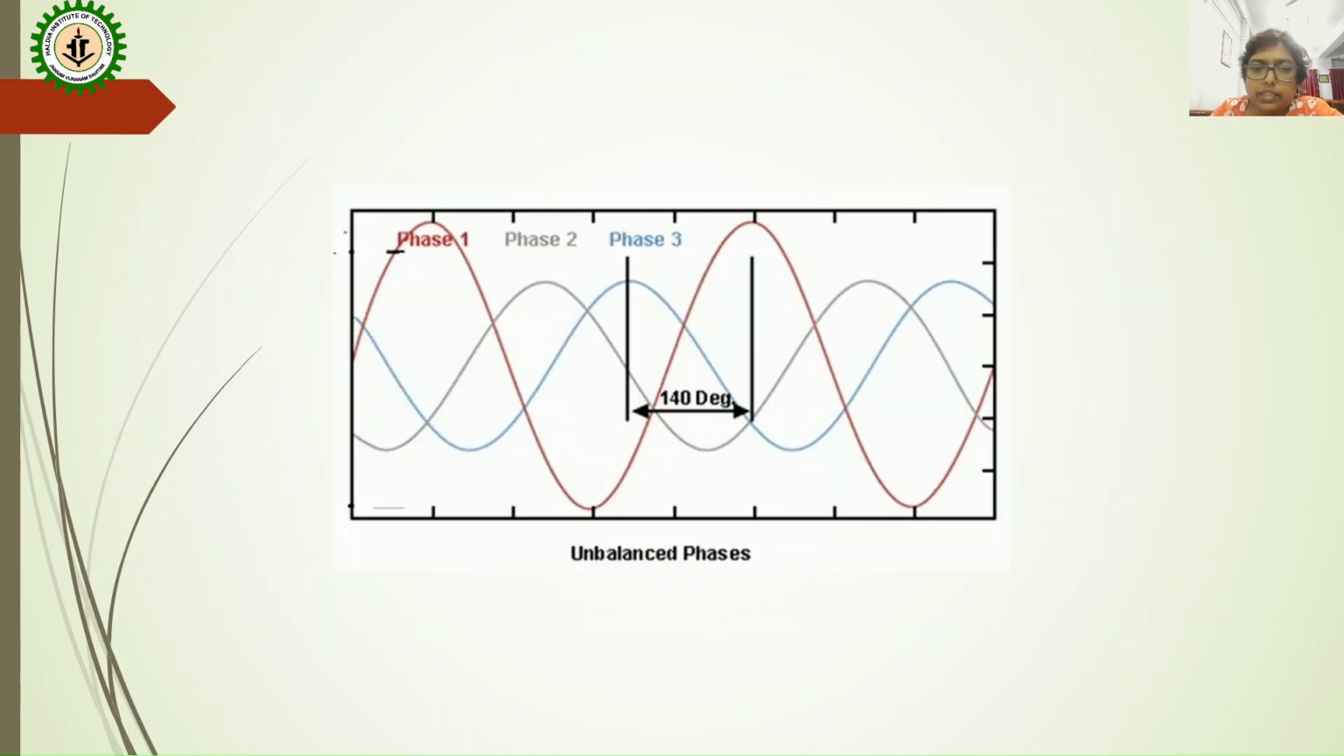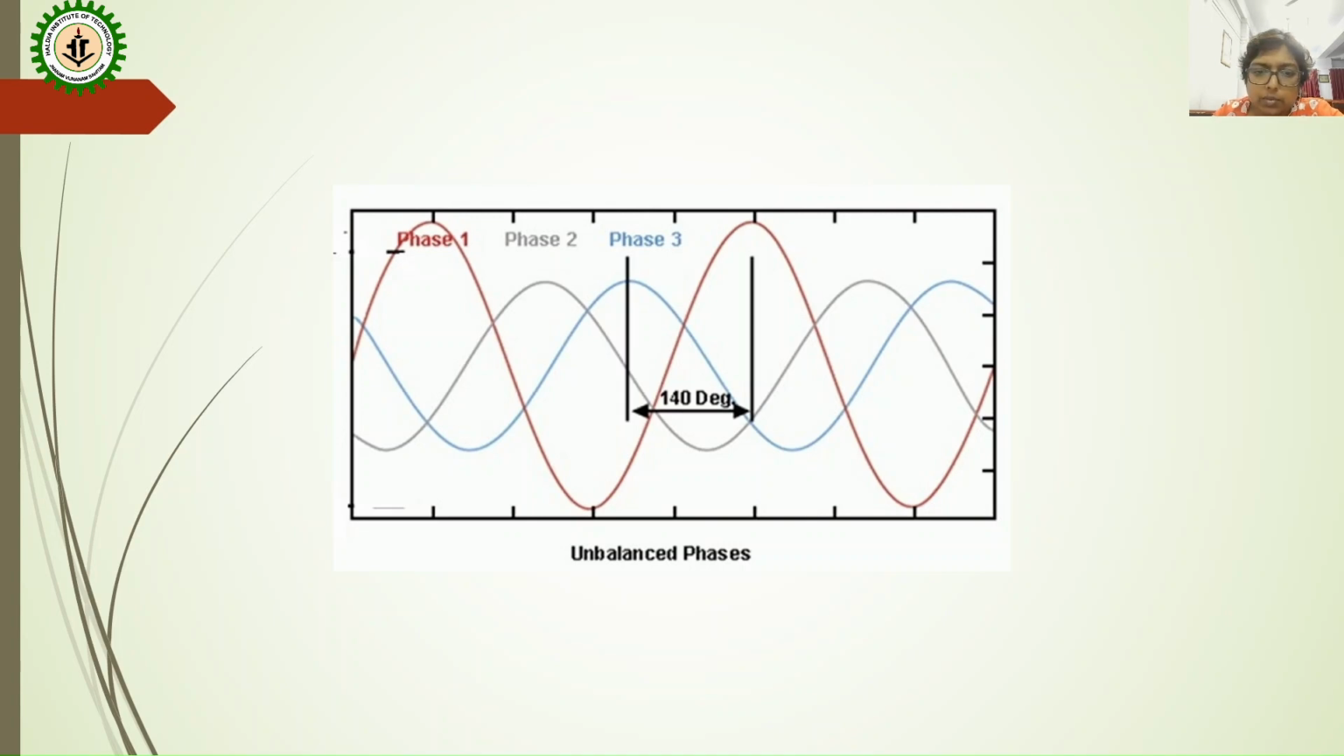Now, under unbalanced conditions, what happens to the voltage or current of the system? We know that for a balanced system, the magnitude of the three phases, phase 1, phase 2 and phase 3, or phase ABC, the peak to peak magnitude should be the same, their signal nature should be the same, and the phase difference should be 120 degrees.